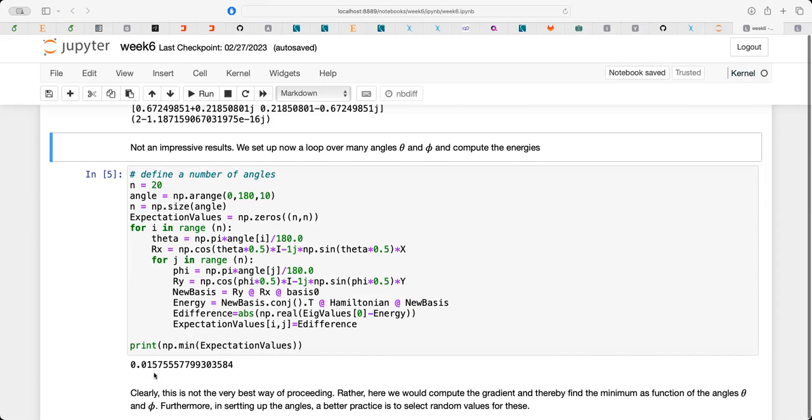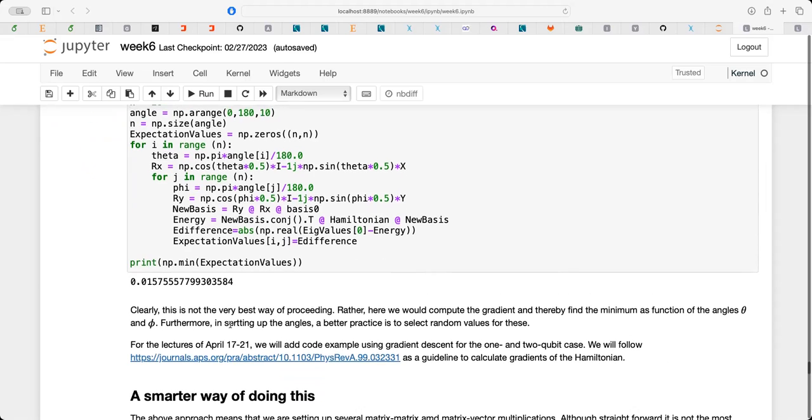But this is not a very intelligent way of doing it, because I'm simply computing this without computing the gradients, without using an optimization scheme. I'm simply calculating, in a brute force way, the expectation value of the energy with different angles theta. Nothing but that. So there is no optimization here.